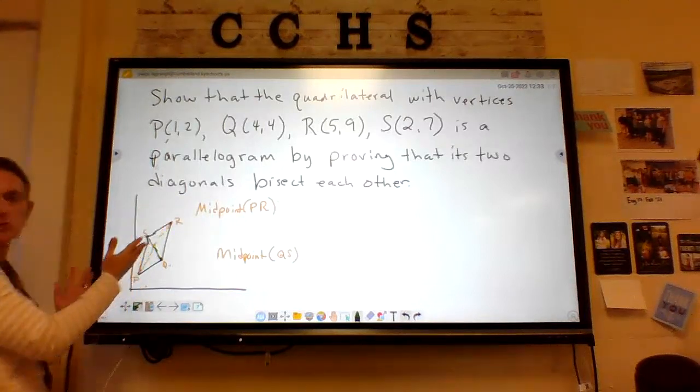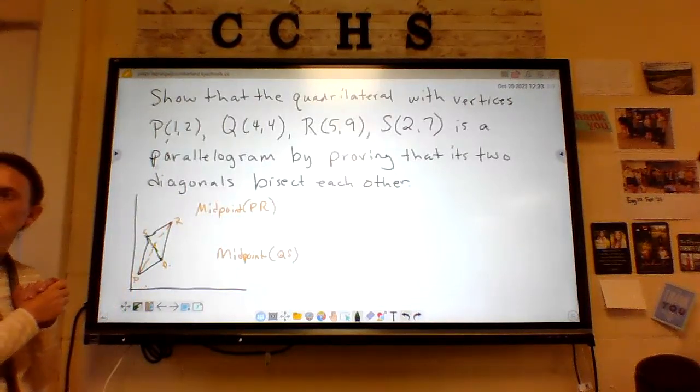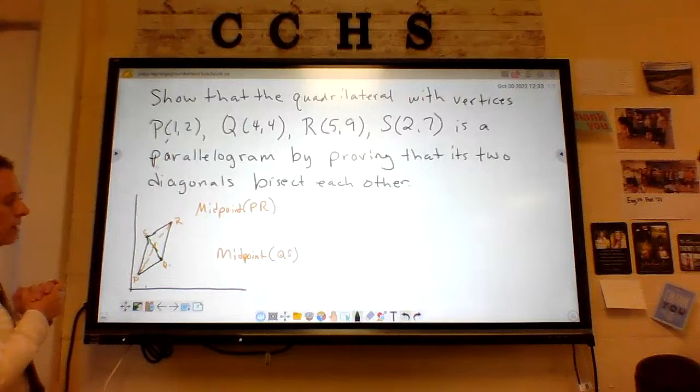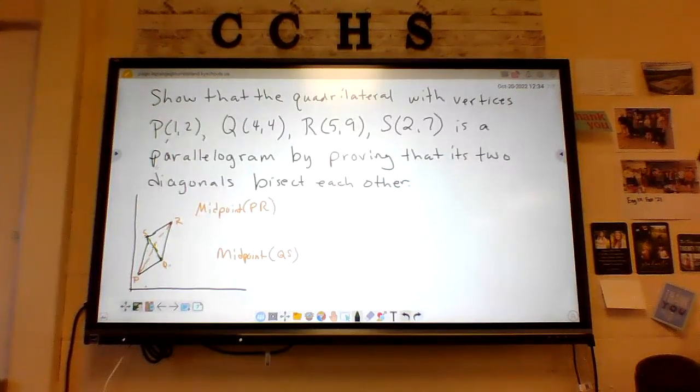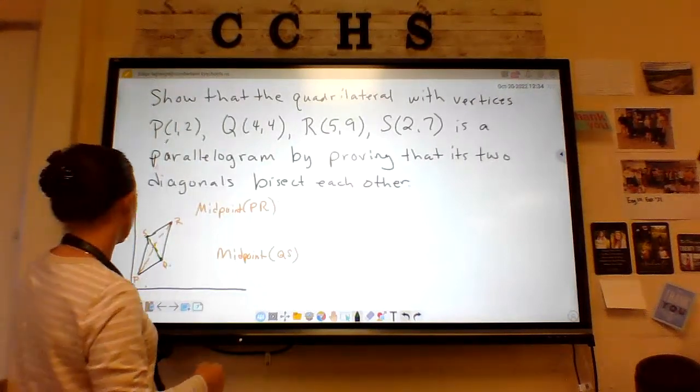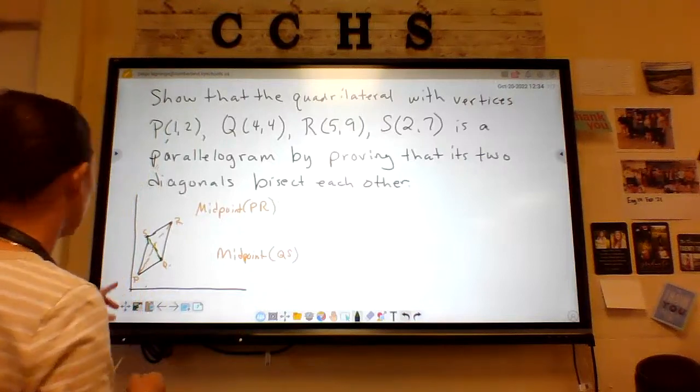That's the diagonal of those shapes. Yeah. That's what they're called. Yeah. In geometry, that's what they're called. Okay. So what is the midpoint then of PR? Wait, what did I put? QS? Yeah.